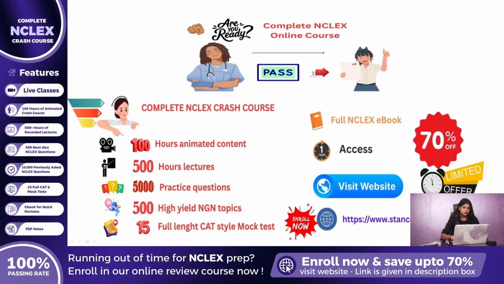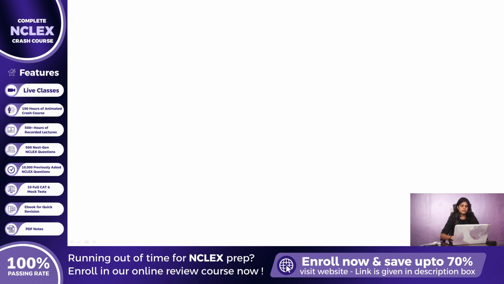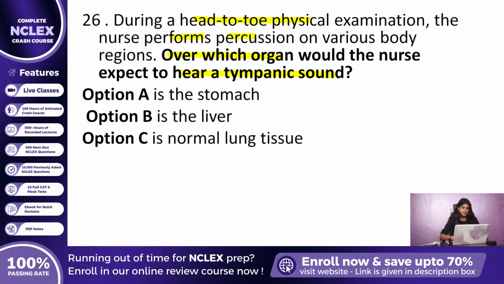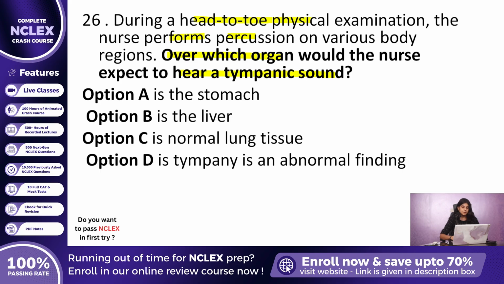Let us now review question 26, which involves physical assessment techniques using percussion. During a head-to-toe physical examination, the nurse performs percussion on various body regions. The question is, over which organ would the nurse expect to hear a tympanic sound? Here are the options. Option A is the stomach, option B is the liver, option C is normal lung tissue, and option D is tympany is an abnormal finding.